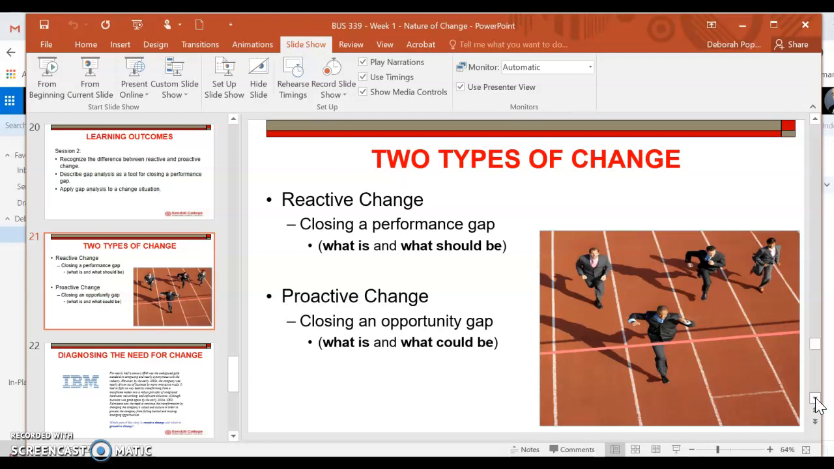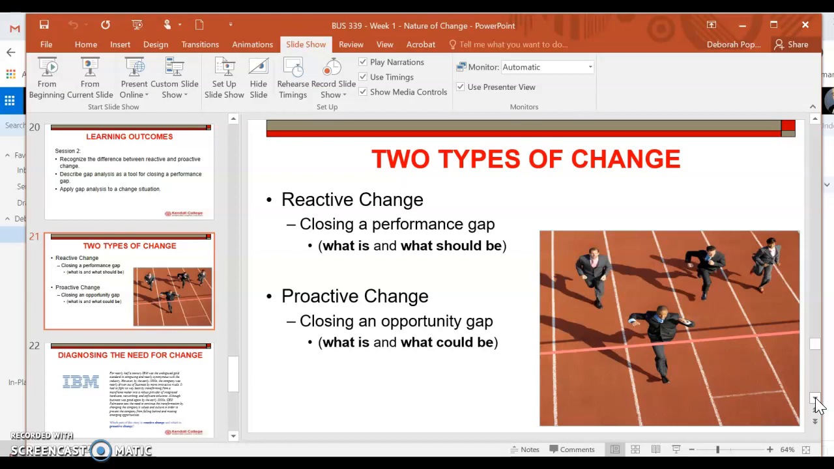And what that means is reactive change is closing a performance gap. You're looking at what is and what should be. Our company is here, but it could be so much better. Closing the performance gap is there is somebody else ahead of us doing a much better job, and we're going to try to catch up with them. Hence the visual of the race.